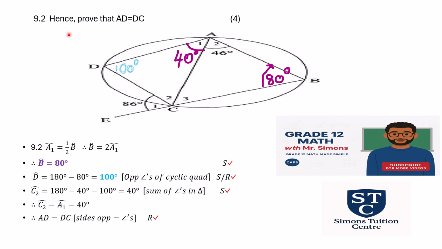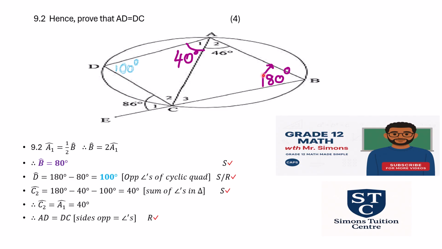Right, now they say hence prove. So when they say hence, meaning what we found in the first problem, we have to use in the second problem to solve. But generally, the problems go in that order. If you solve the first one, you will use it to solve the second one. Prove that AD equal DC. So remember, we had A1 as 40 degrees. According to what they say, A1 equal half B1, or B1 in short is 2 times the size of A1. So if A1 is 40, then angle B1 would be 80.